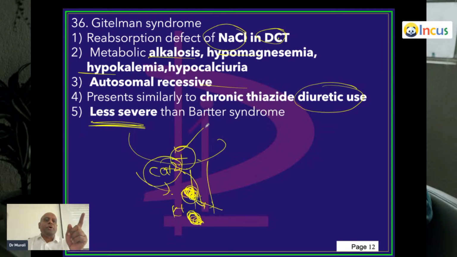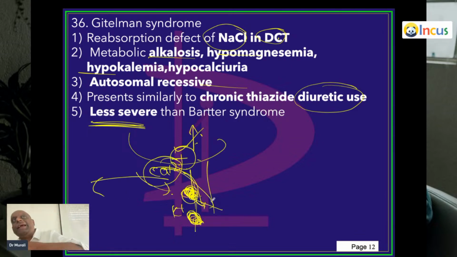But the moment this positive charge is gone, the calcium is driven more into the tubular fluid. If the positive charge is high, it will repel the calcium into the interstitium. If the positive charge is less, it will pull the calcium into the tubular fluid, and that leads to calciuria.